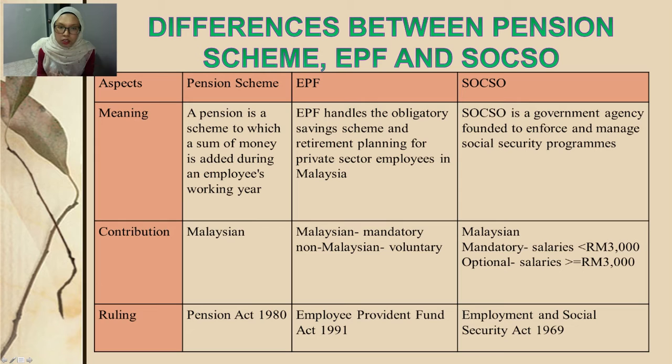For the second aspect is contribution. In pension scheme is Malaysian. For EPF, Malaysian is mandatory and non-Malaysian is voluntary. For SOCSO, Malaysian mandatory if salary is less than RM3,000. Optional if salary is more than or equal to RM3,000. For the third aspect is ruling. Pension scheme is Pension Act 1980, EPF is Employee Provident Fund Act 1991, and SOCSO is Employment and Social Security Act 1969.